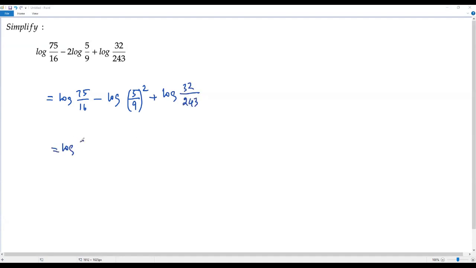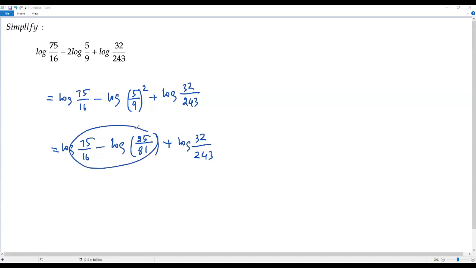Let me do it. So log 75 over 16 negative log. When I take this exponent for this 5 and 9 separately, it will be 5 square and this is 9 square. The value of 5 square is 25. The value of 9 square is 81. Positive log 32 over 243.